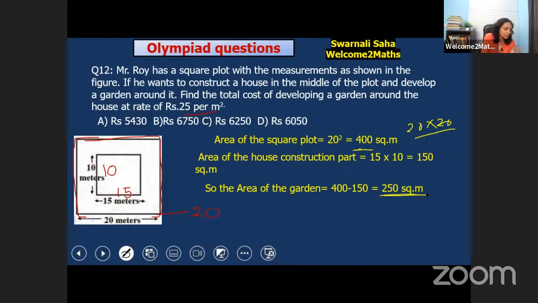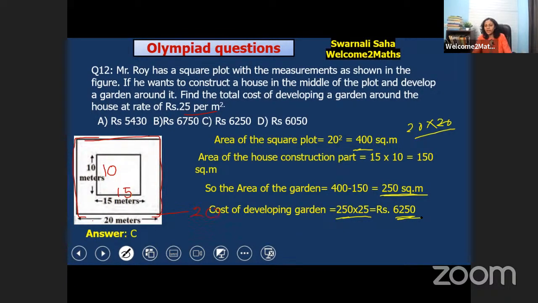Understood? So now we have to find out only what? That cost of developing garden, that is 250 into 25, it is 6250. Okay, 6250 rupees. C is the answer. Very good. C is the answer. Nice. Oh, didn't understand?